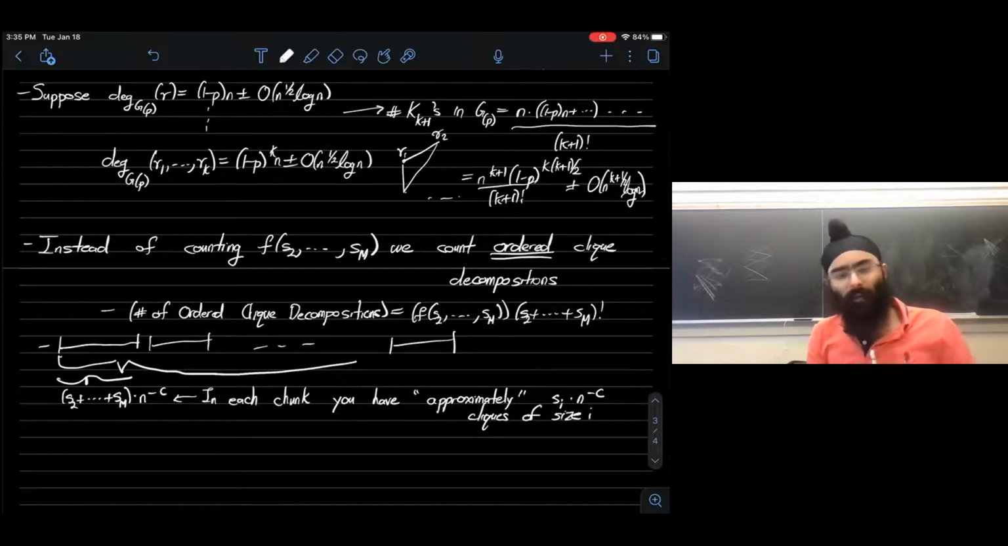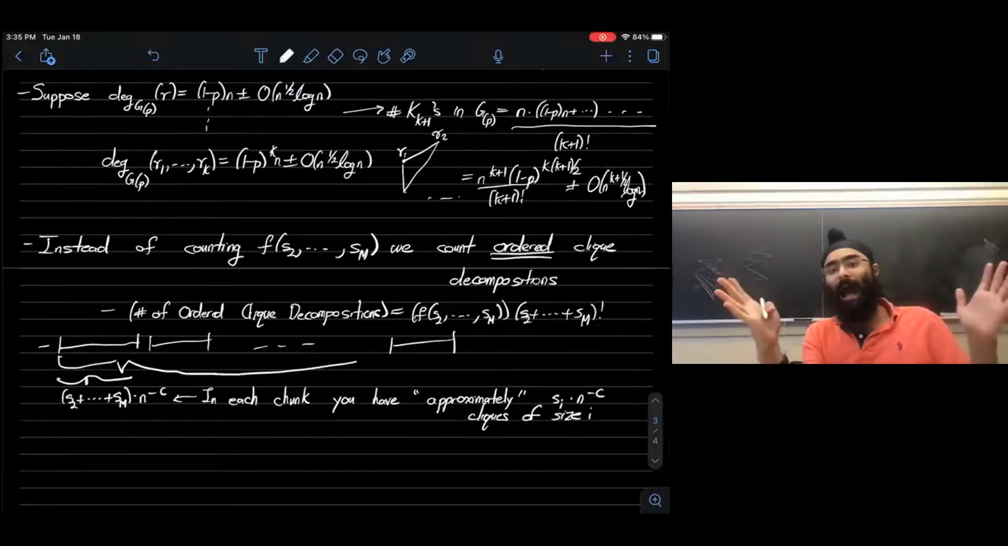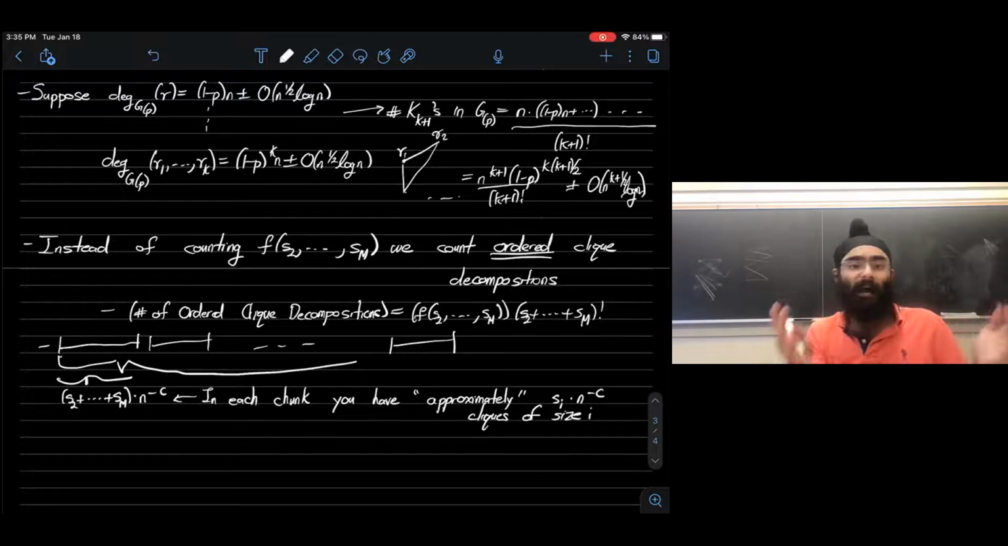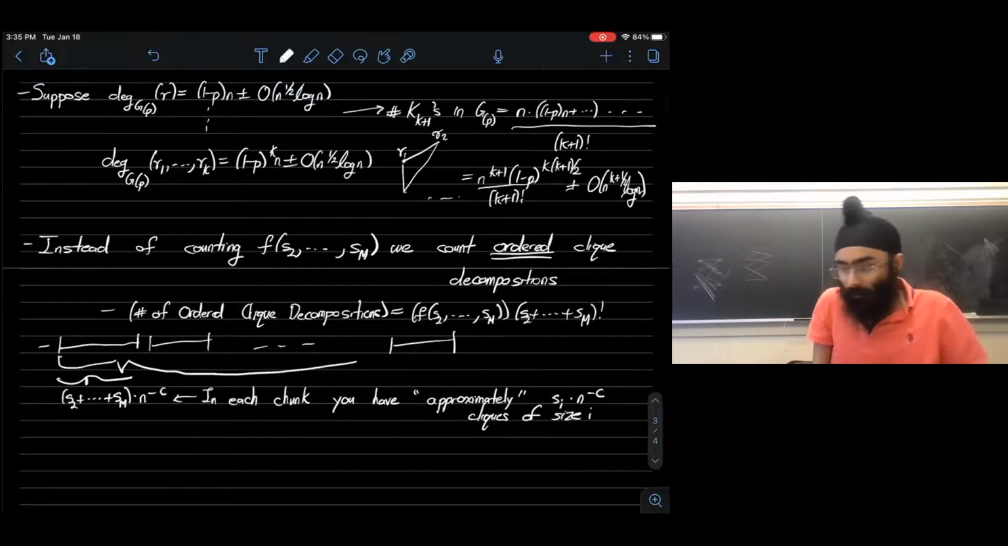And it turns out that if you think about this, all this is saying is that if I look at the first half of my random sequence, roughly half the cliques of size i are in the first half and roughly half are in the second half. And that's going to hold for almost all orderings. This is just by the Chernoff bound. So, okay.